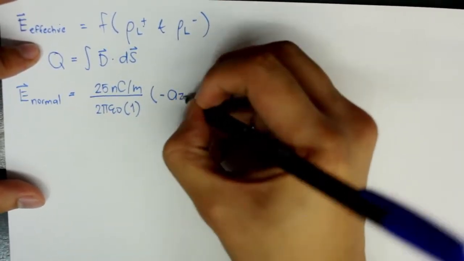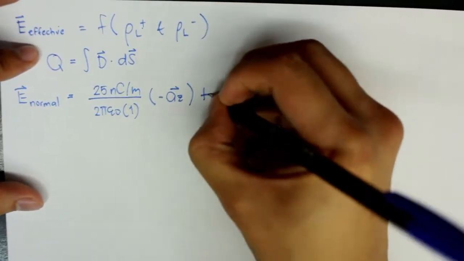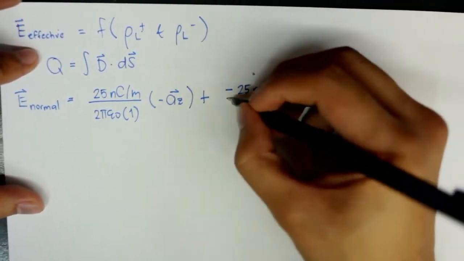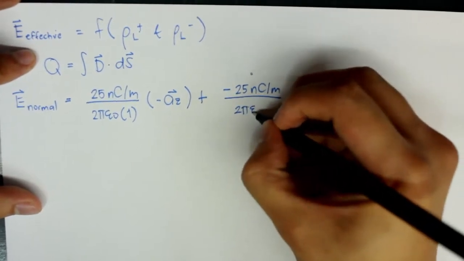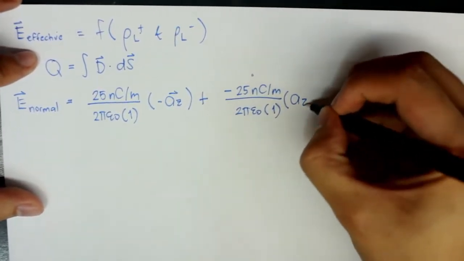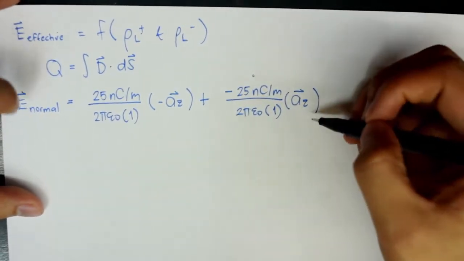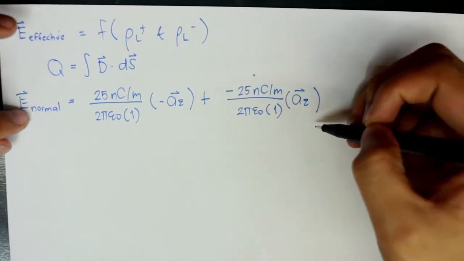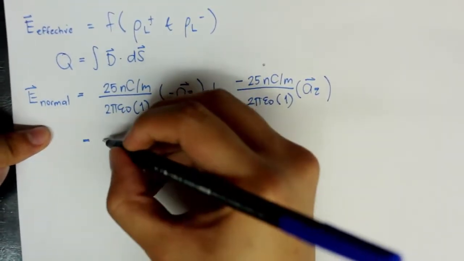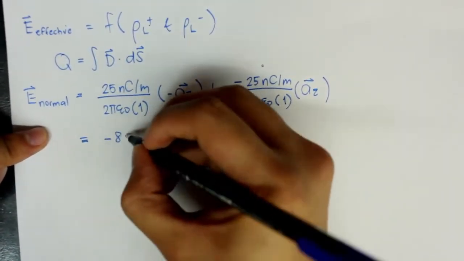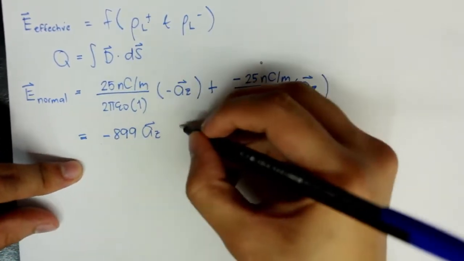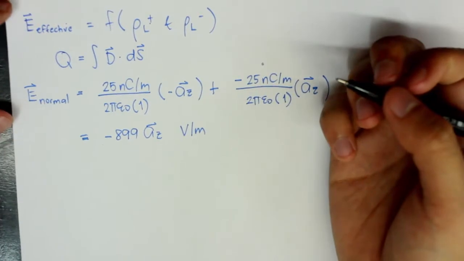Times negative az hat plus the negative line charge per meter. The distance is 1, with positive az hat. This is normal to that surface. And then again, plug in. We'll get a value of negative 899 az hat volts per meter.